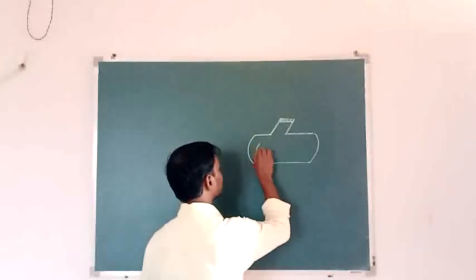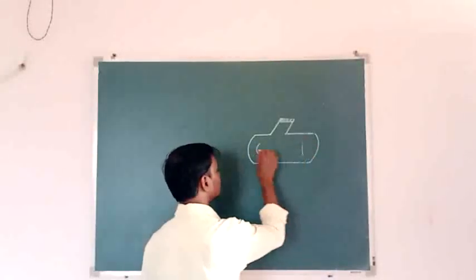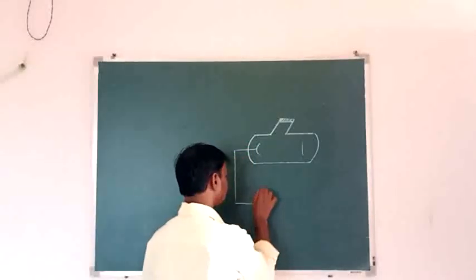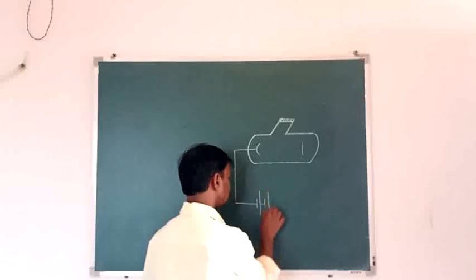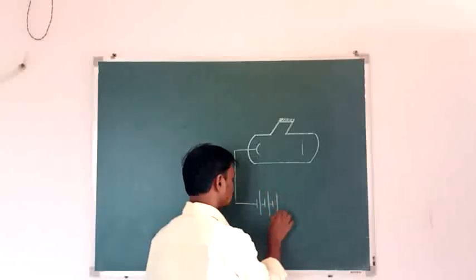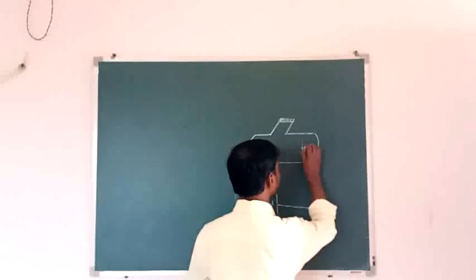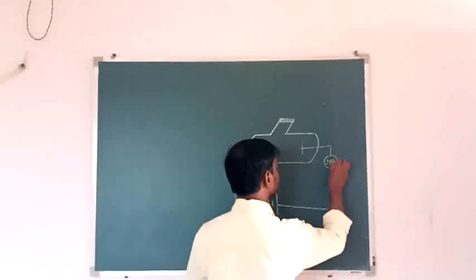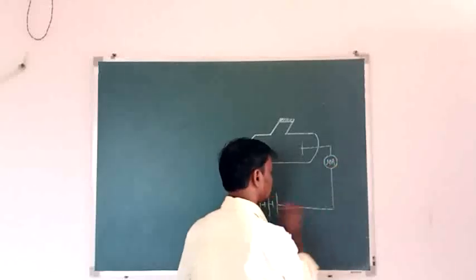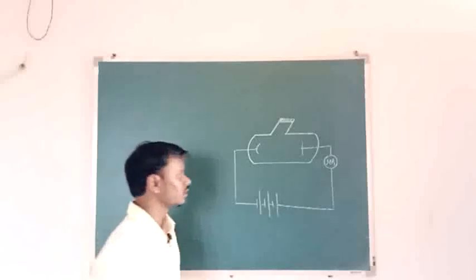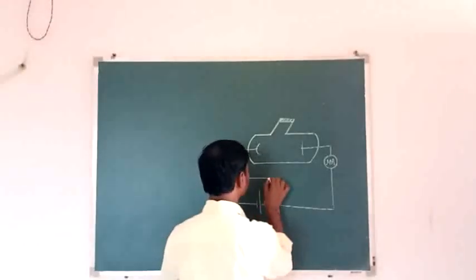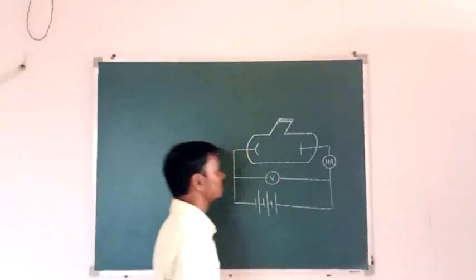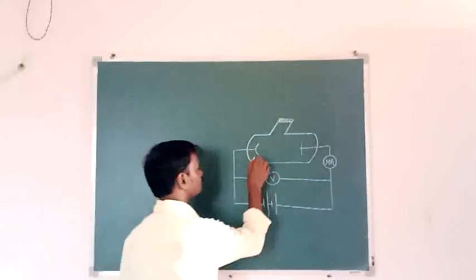Then this is called the cathode and this is called the anode. The cathode is connected to the negative terminal of the battery, and the anode is connected to the positive terminal of the battery. There is a microammeter used in the circuit that can be used to measure the photocurrent produced in the circuit, and a voltmeter is connected. That voltmeter can be used to measure the potential difference applied across the cathode and anode.